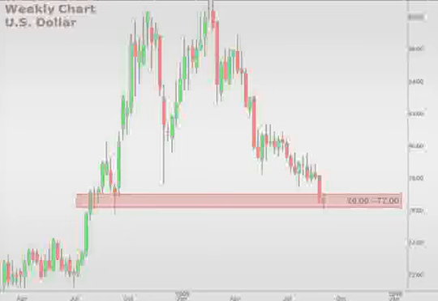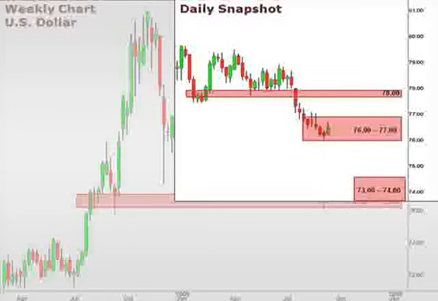If we take a quick look at our daily snapshot, you can see here that the US dollar index ended the week on a positive note. Thursday trading right down very close to that 76 mark, and of course Friday reversing, suggesting the possibility once again of a move back up into that 78 zone. If once again this level does not hold, we will be targeting the 73-74 box to the downside.